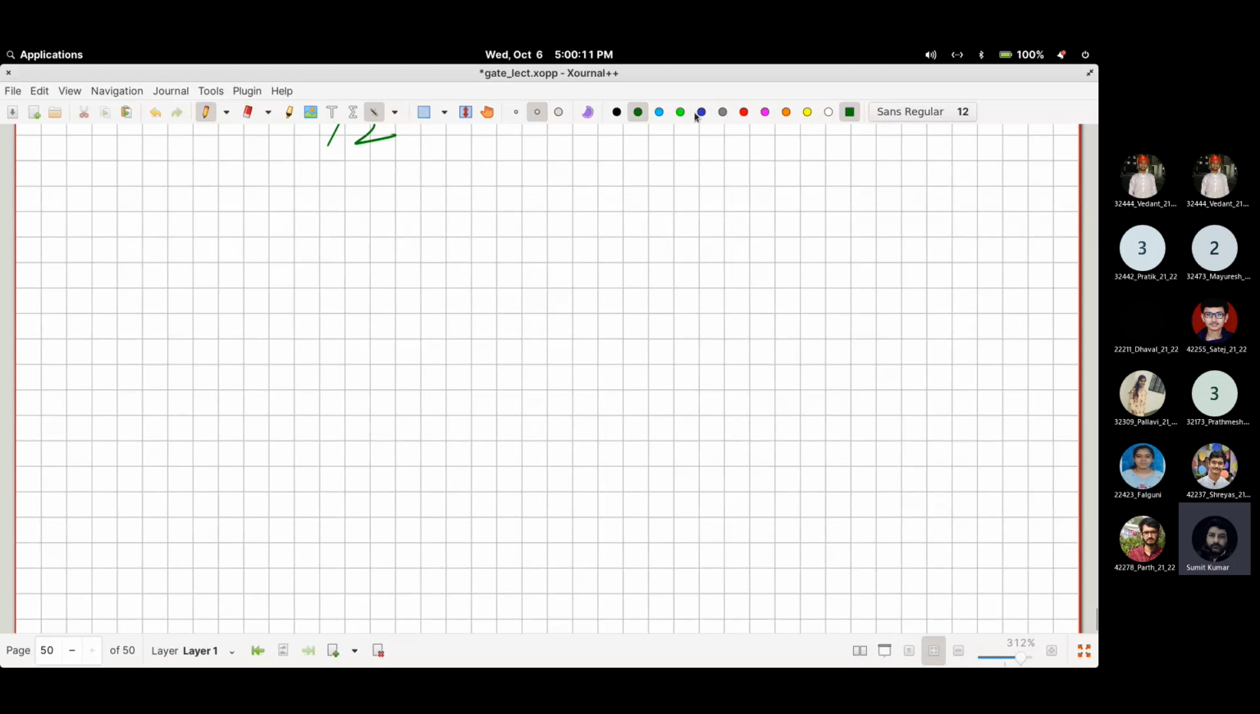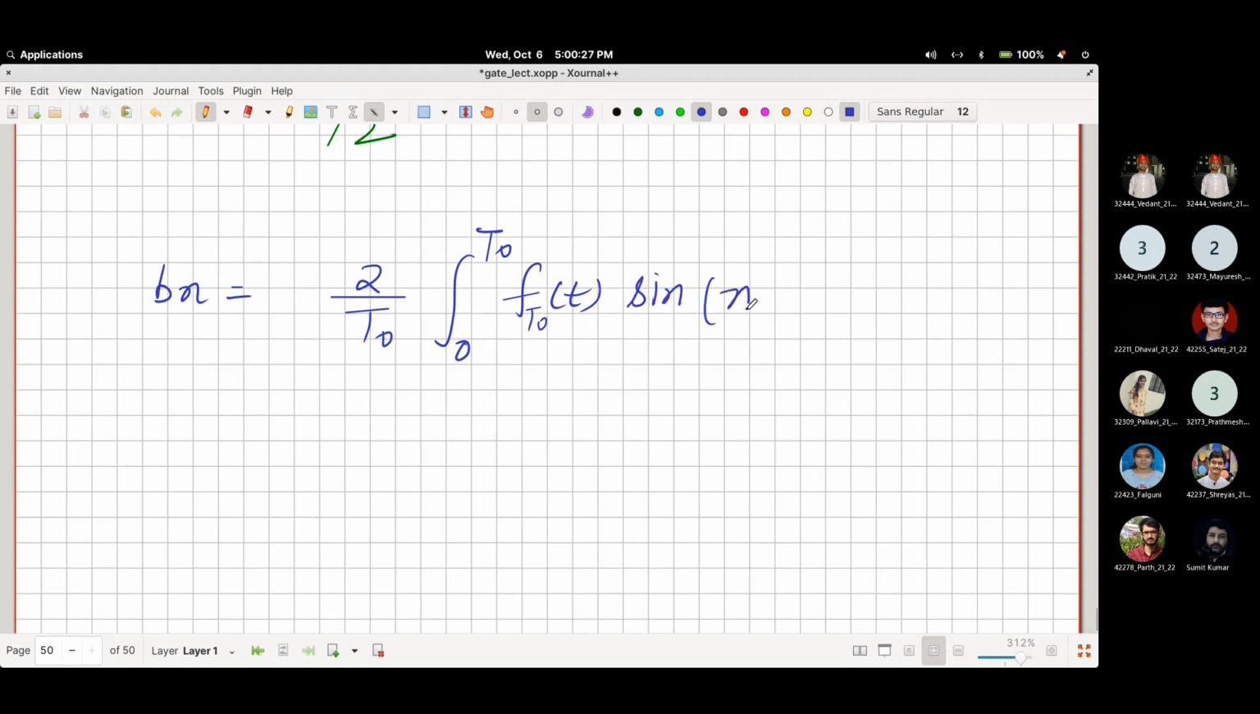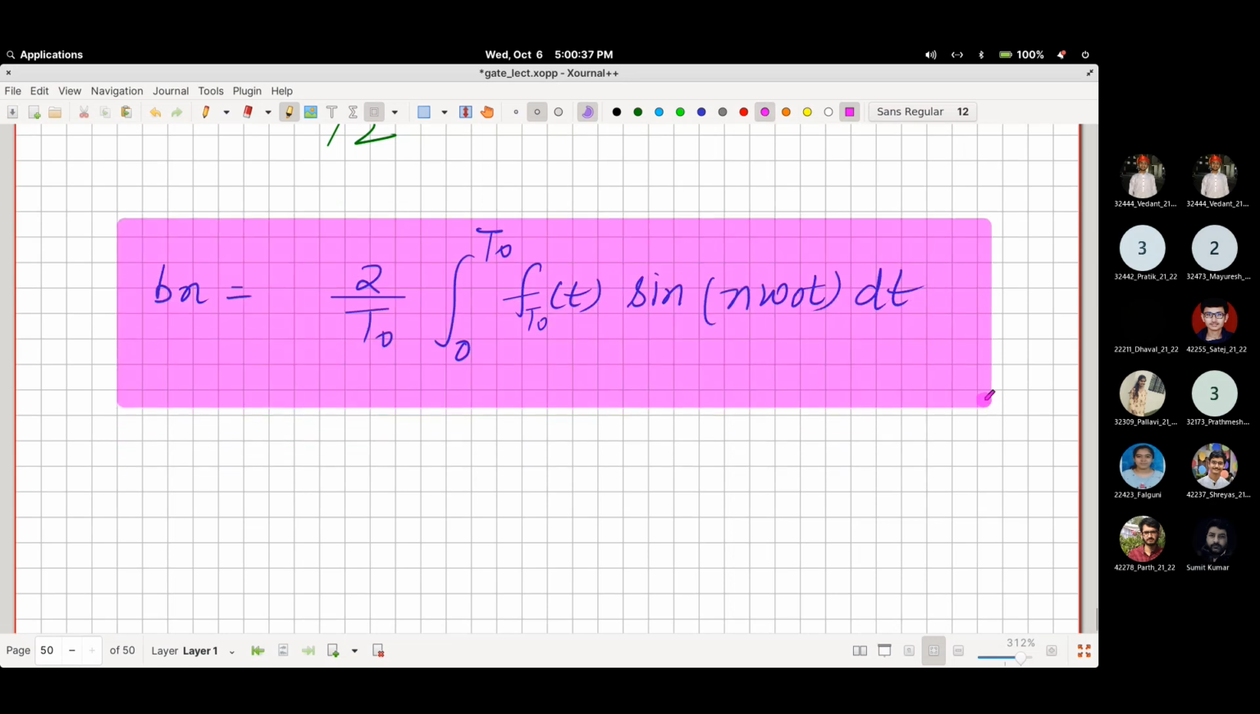So Bn turns out to be in this case equal to how much? 2 by t naught, integral from 0 to t naught of f(t) sine n omega naught t dt. So I hope that this is also clear to all of you.